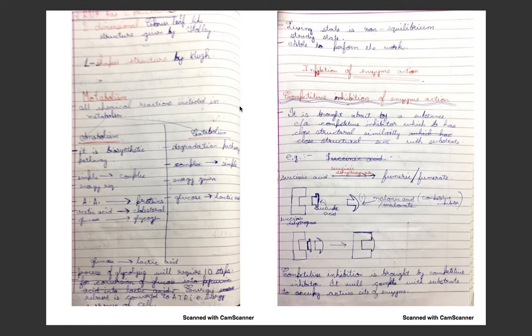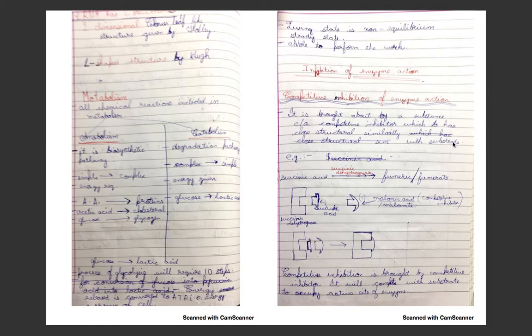Metabolism. All chemical reactions are included in metabolism: anabolism and catabolism. We know this or nothing else. Now, a living state is a non-equilibrium steady state and able to perform work. Now, the main important thing here: inhibition of enzyme action. Competitive inhibition of enzyme action. It is brought about by a substance called a competitive inhibitor, which has close structural similarity with the substrate.